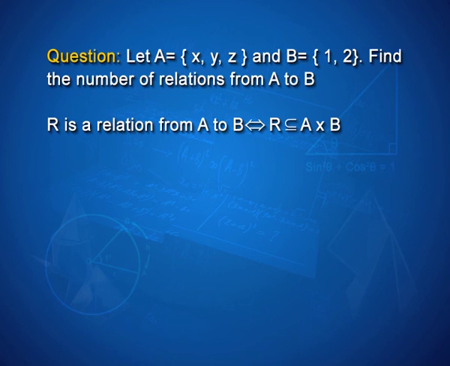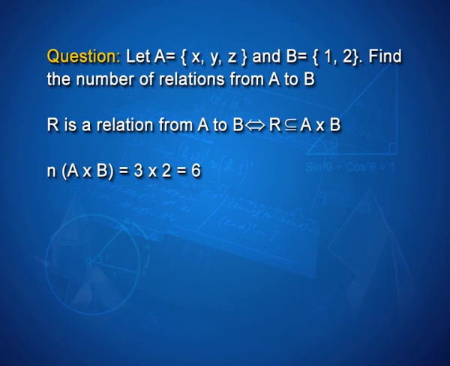So, how many elements do we first have in A cross B? 3 times 2: 3 elements of A multiplied by the number of elements in set B. And therefore, how many subsets can be formed of A cross B depends on this number, and of course, that little result that you picked up somewhere in the previous chapter.